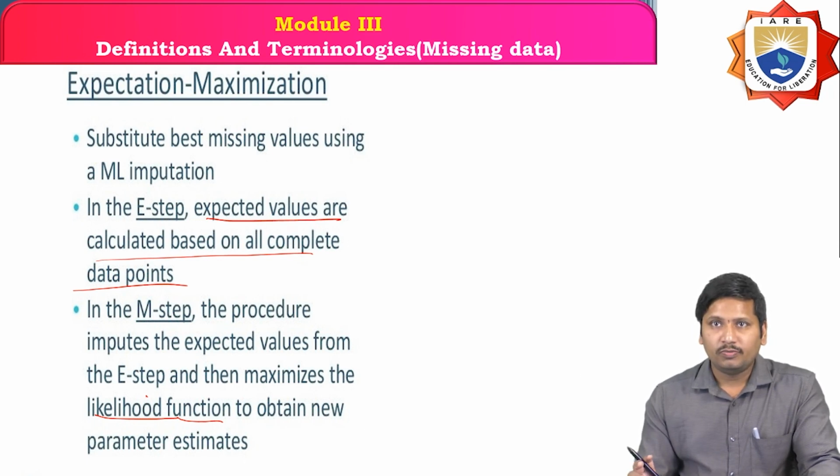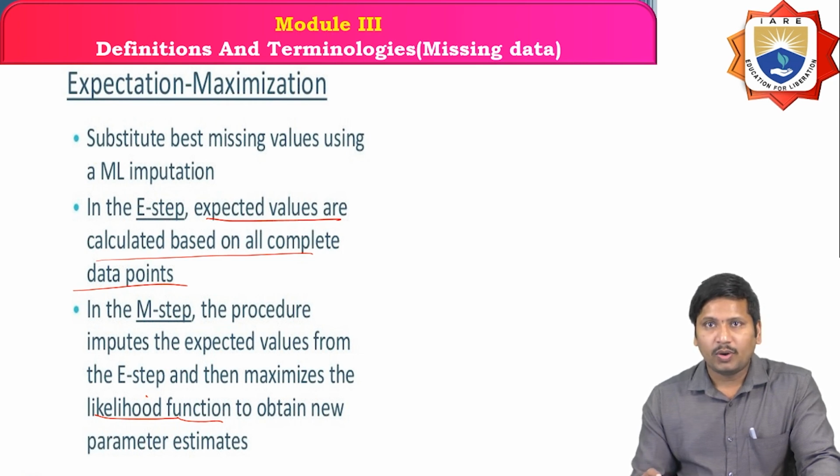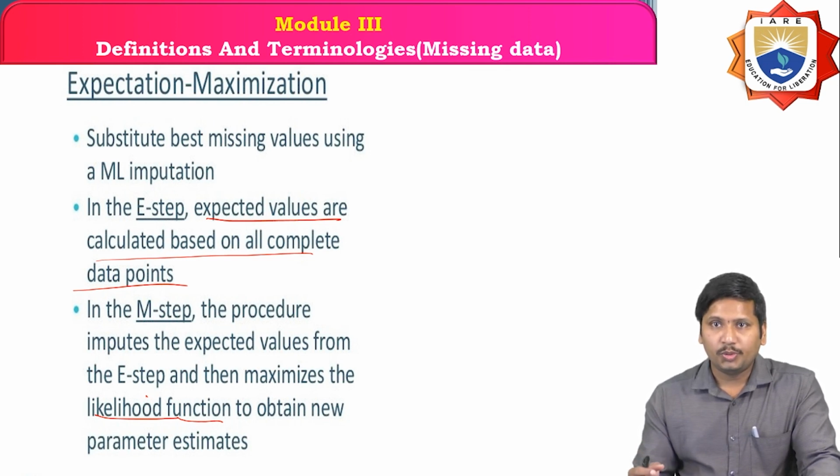It is used for filling the missing values based on two steps that are followed. First is the E step, and second is the M step. E step means the expected values are calculated based on all complete data points. In the M step, we impute the expected values we get from the E step and then maximize the likelihood function to obtain the new parameter estimates.